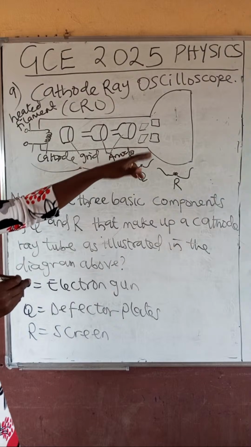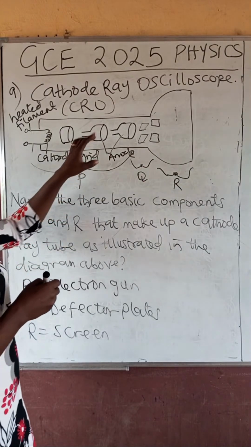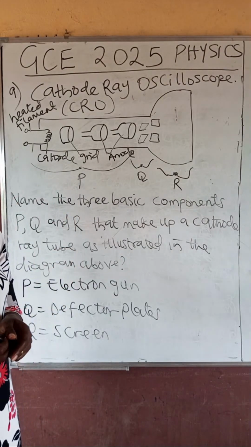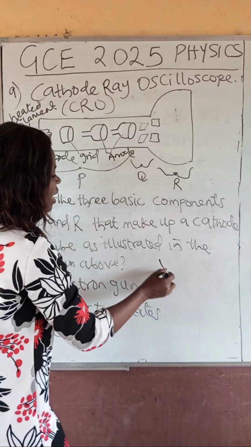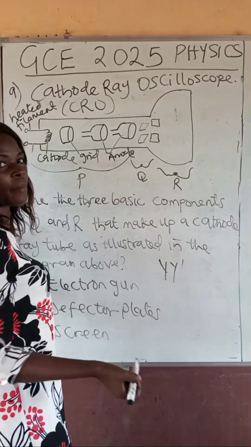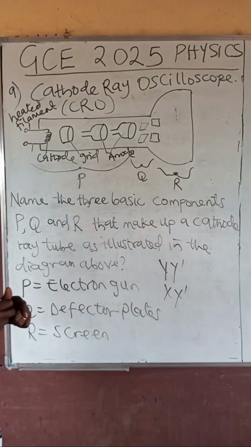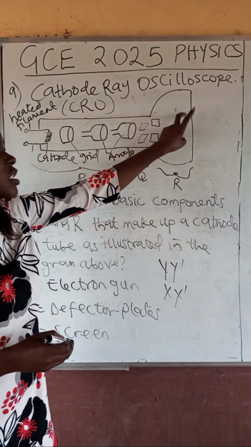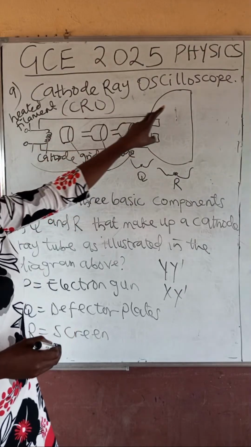Now this is the deflector plate. It tends to deflect the beam of this tube vertically and what? Horizontally. Vertically in the YY prime, and horizontally in the XX prime. Now this screen is where the image is formed. The image of this movement here is formed on the screen.